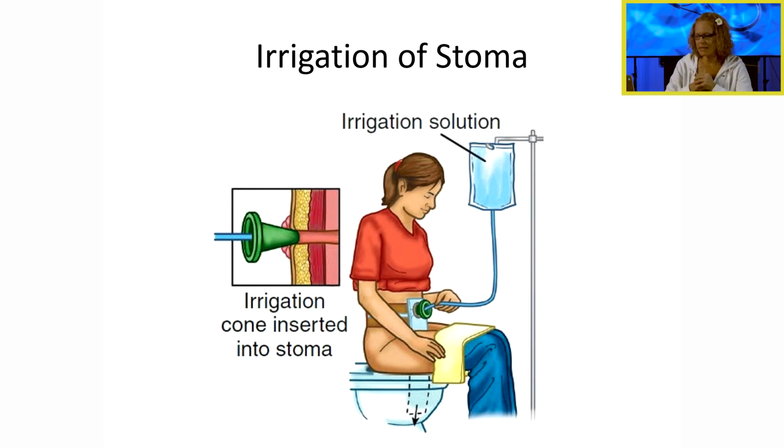Here we see an individual irrigating a stoma. And in this case, what they've got almost looks like an enema bag that's hanging from a pole. And they are actually irrigating the stoma itself. It's almost like they're getting an enema, right, to clean out the bowels a little bit. So this is irrigation of a stoma, and what's happening is the water is then draining out into the toilet.